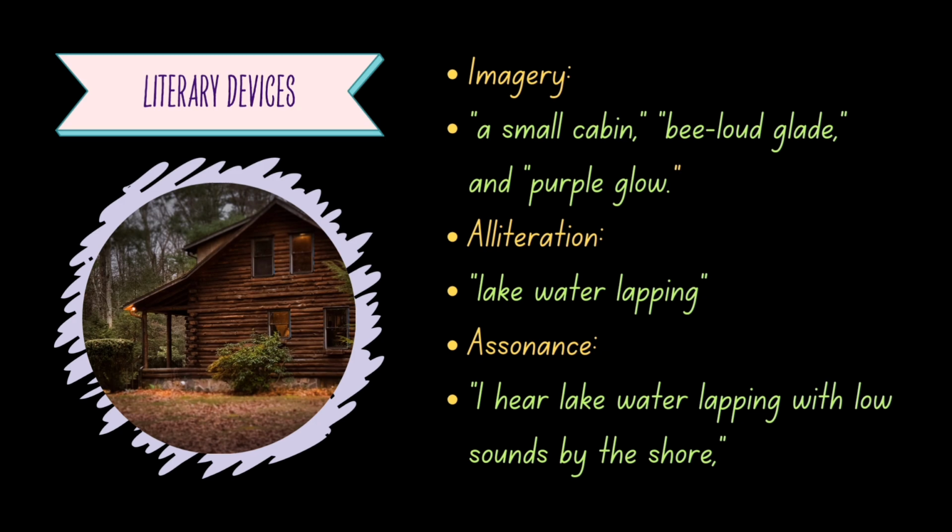Majorly in "lake water lapping," you can hear the sound of L repeating. So the initial consonant sound is the one that, when it's repeating, it's alliteration. This is used to create musical rhythm and to enhance the poem's peaceful tone. Now the next one is assonance. Assonance is the repetition of vowel sounds.